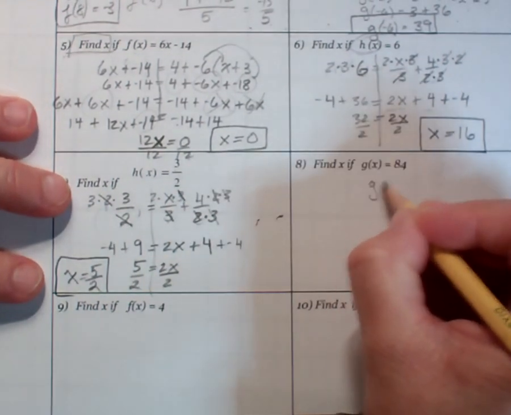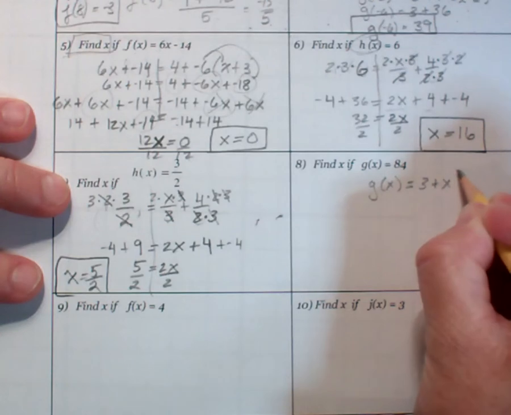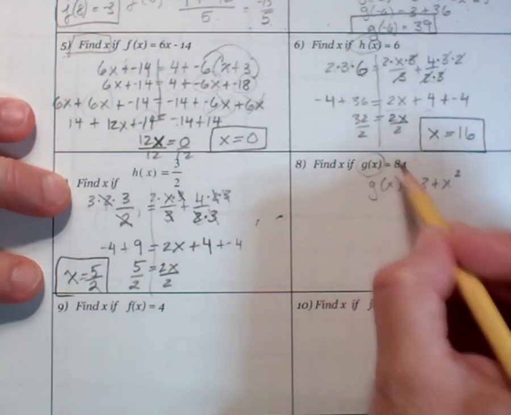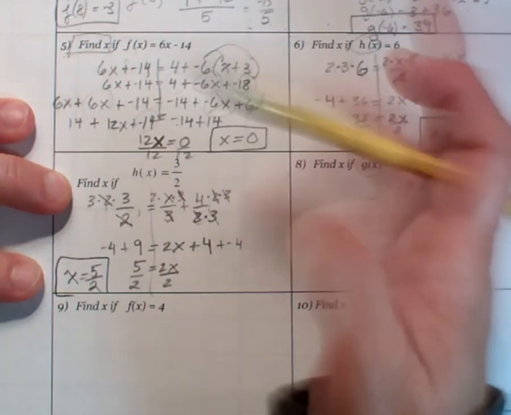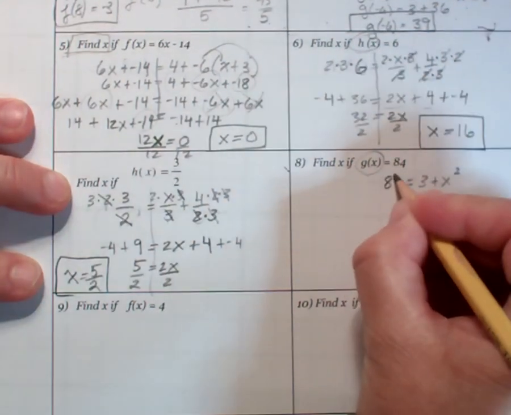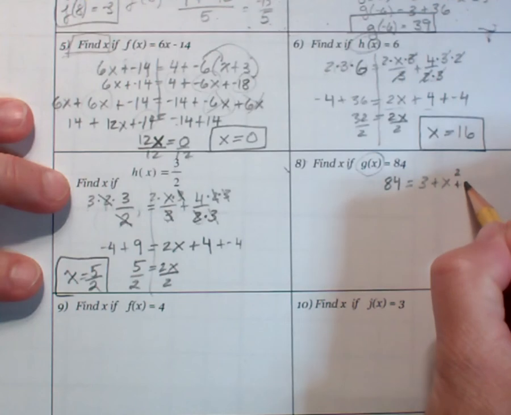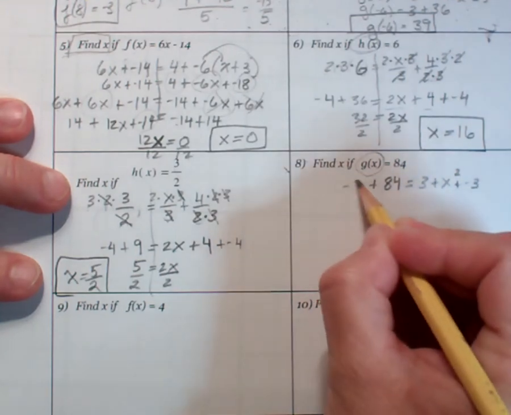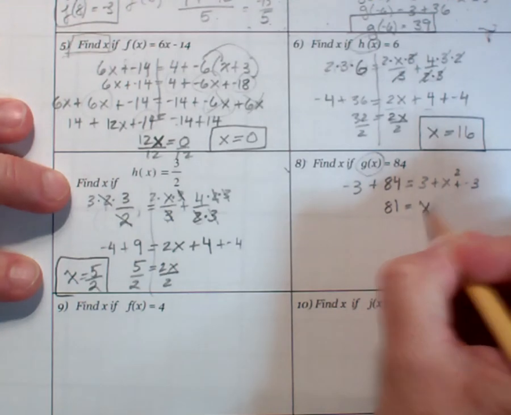All right, so we're going to go get g of x is equal to 3 plus x squared. Now they're telling me what g of x is equal to, so I'm going to erase not just the x, but all of g of x and replace it with what it's equal to, which is 84. I got 2 terms over here, so let's get rid of those 3 positive ones by adding 3 negative ones. And I get 81 is equal to x squared.